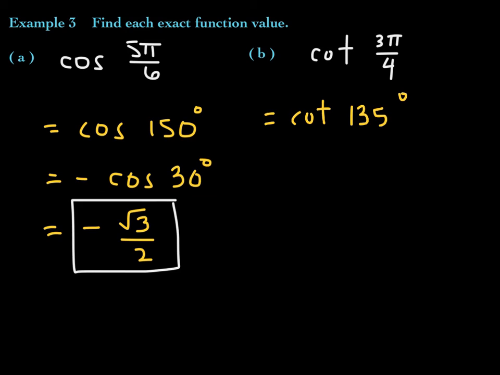Now, because it's negative in quadrant 2, I'm going to say it's equal to the opposite of cotangent of its reference angle, which is 45 degrees. The reference angle for 135 degrees is 45 degrees. And hopefully you know by now that cotangent of 45 degrees is 1. So the final answer is just negative 1. That's the exact function value. All right, cool deal. Let's do one more.